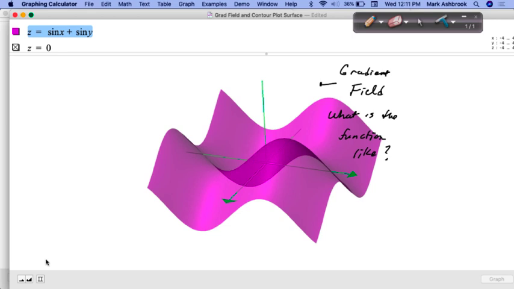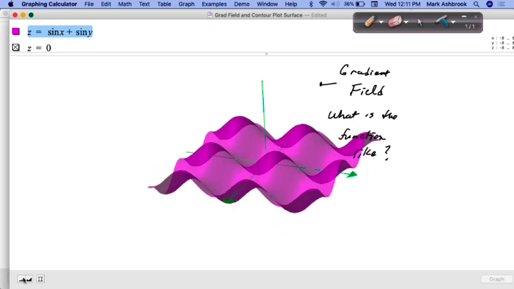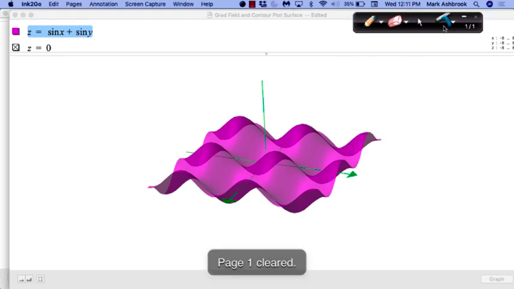If you zoom out, this is actually sine x plus sine y. What you were looking at was sine x plus sine y.